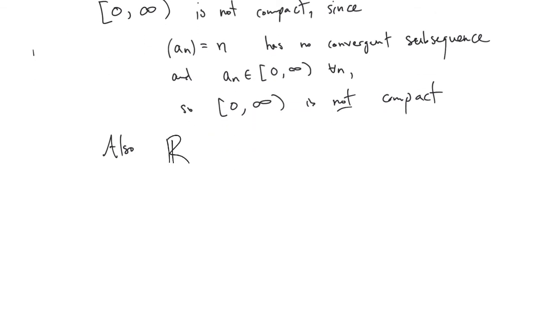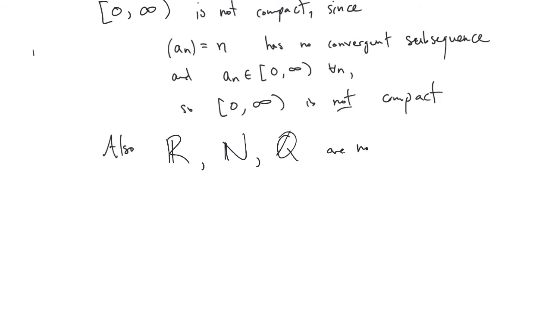The same example works, right? All of R is not compact. Also, something like N. The same sequence here has no converging subsequence. Also, Q, which is a much weirder set, but the same example still works for Q, because all those things over there are in Q. Just 1, 2, 3, up to n, right? These are all examples of non-compact sets.